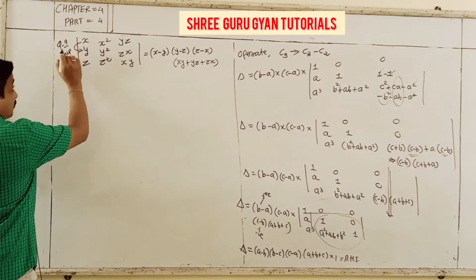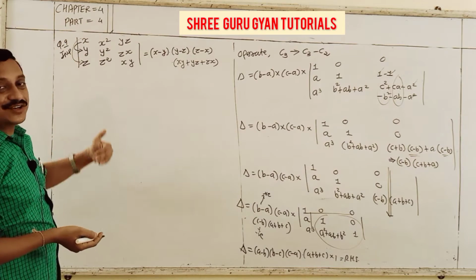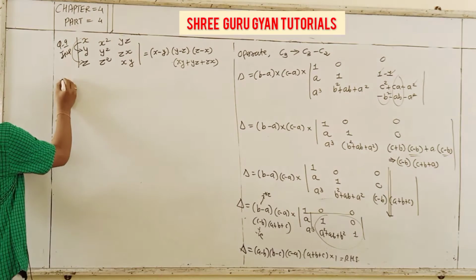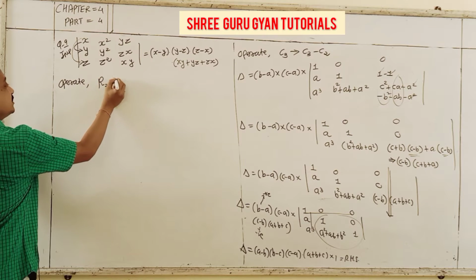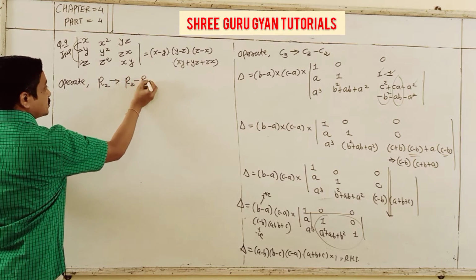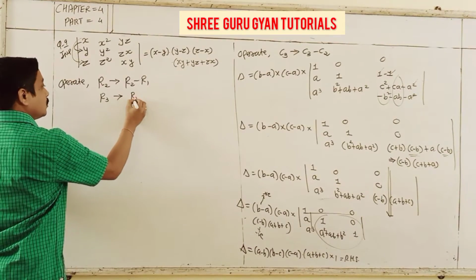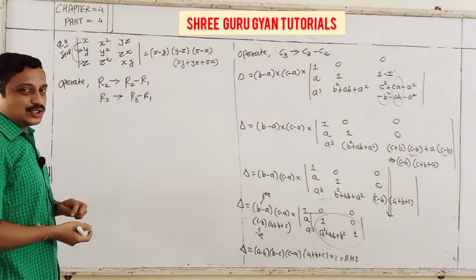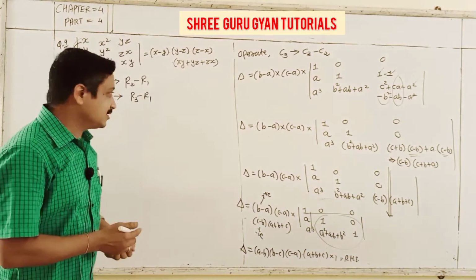Use row subtraction. First row subtracted from the second, and first row subtracted from the third. So operate: row 2 changes to row 2 minus row 1, and row 3 changes to row 3 minus row 1. Students, you can also calculate column-wise. That's also a correct approach.